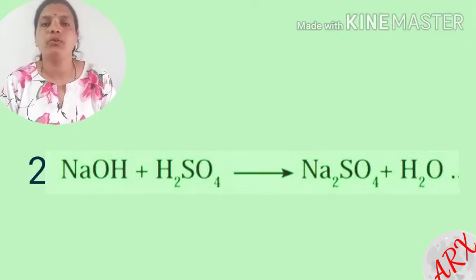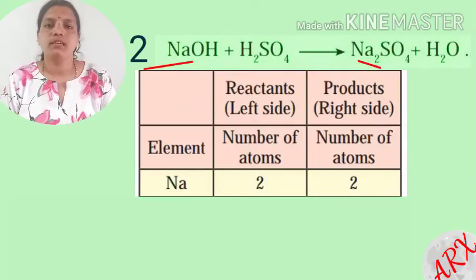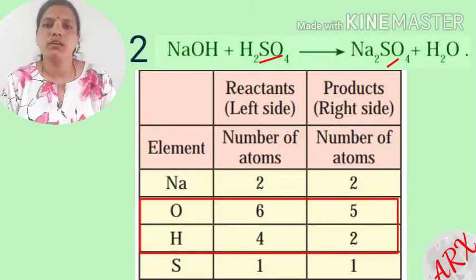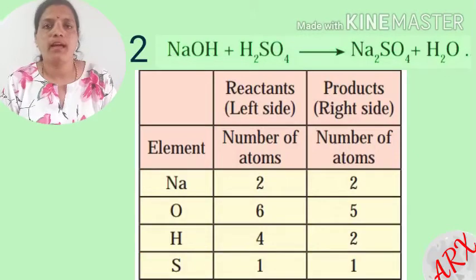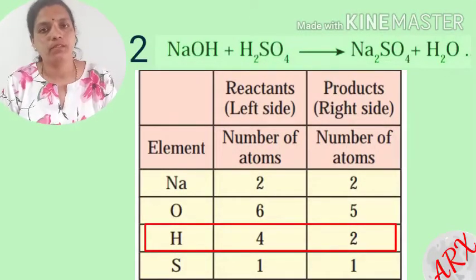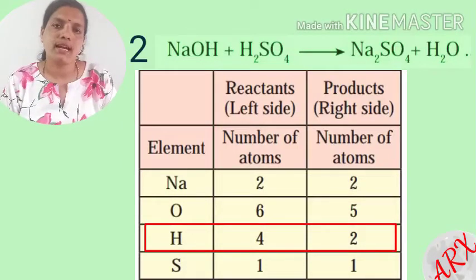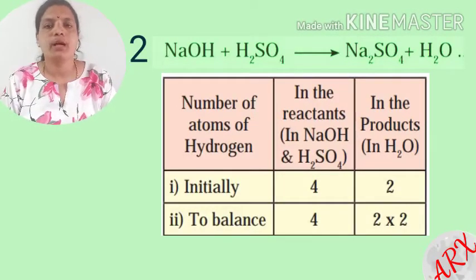Now again we have to compare the elements. If you observe the table, now we see sodium is balanced, sulfur is balanced, but oxygen and hydrogen are unbalanced. So now we have to balance oxygen and hydrogen. So we will choose hydrogen. If we observe, the number of atoms of hydrogen on the left hand side is 4 and on the right hand side it is 2. So we have to multiply the right hand side by 2. So 2 into 2 will become 4.